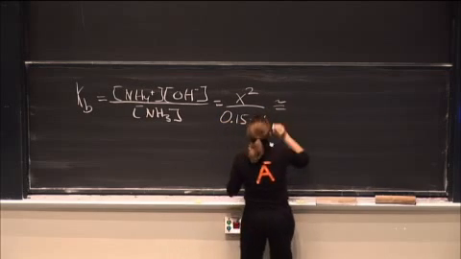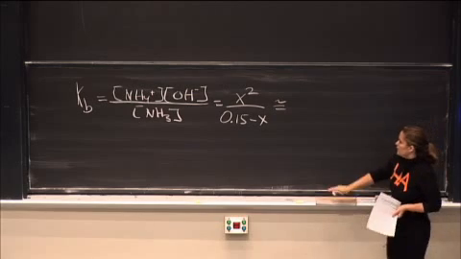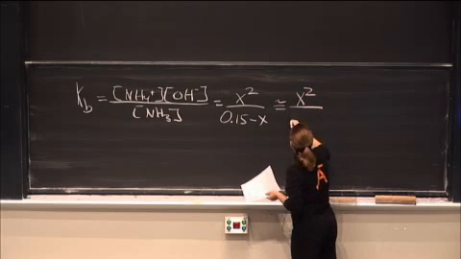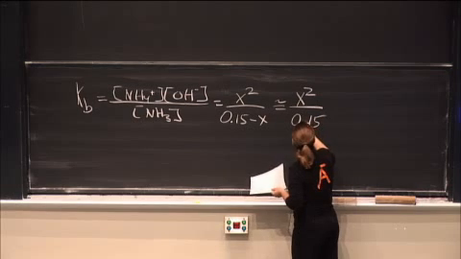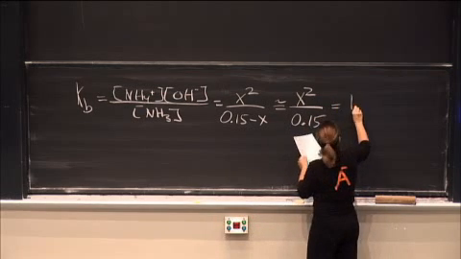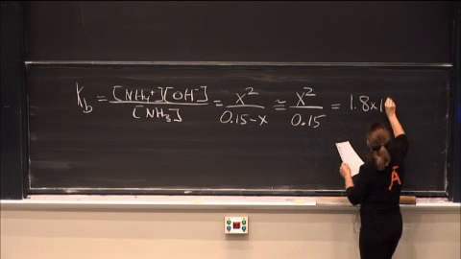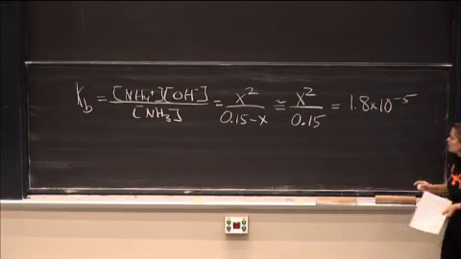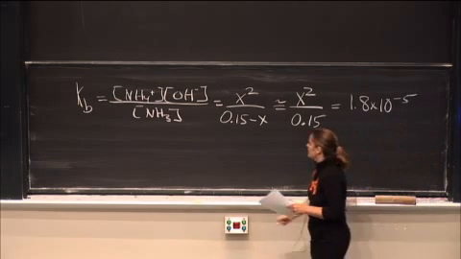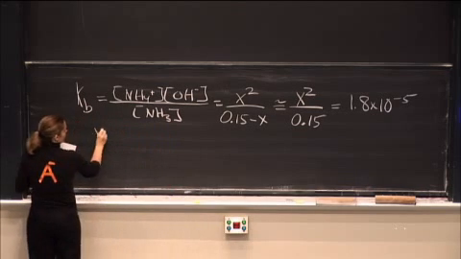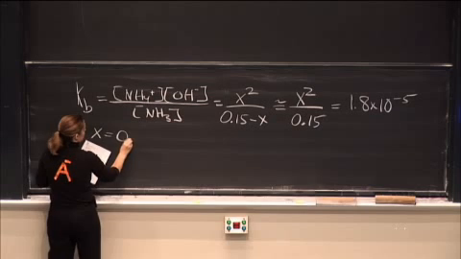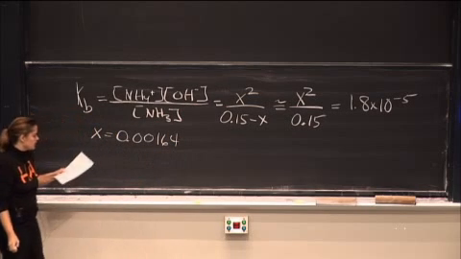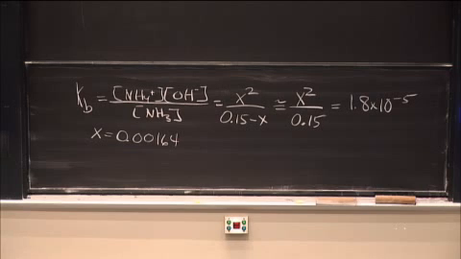Now we can make an approximation here that x is going to be small compared to 0.15. So we can say that's just going to be equal to x squared over 0.15. The Kb value that was given was 1.8 times 10 to the minus 5. So now we can solve for x using this approximation, and x comes out to be 0.00164.